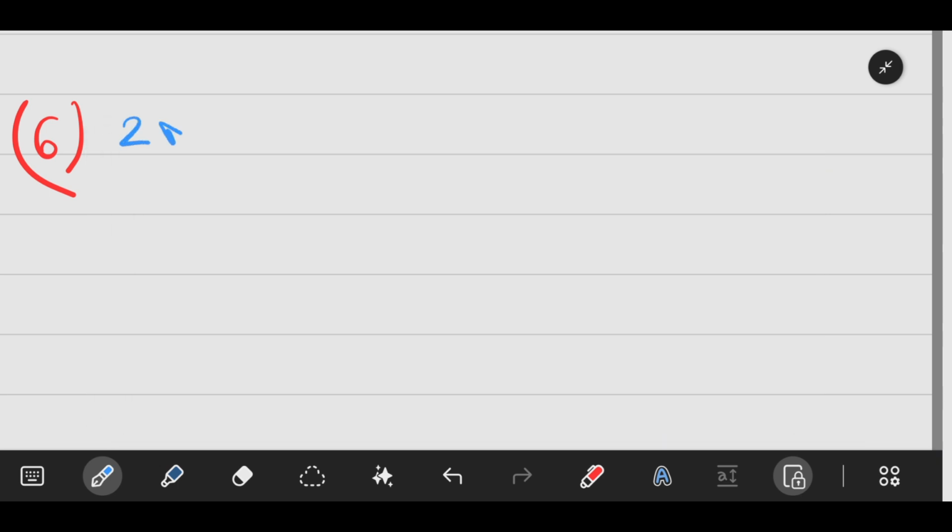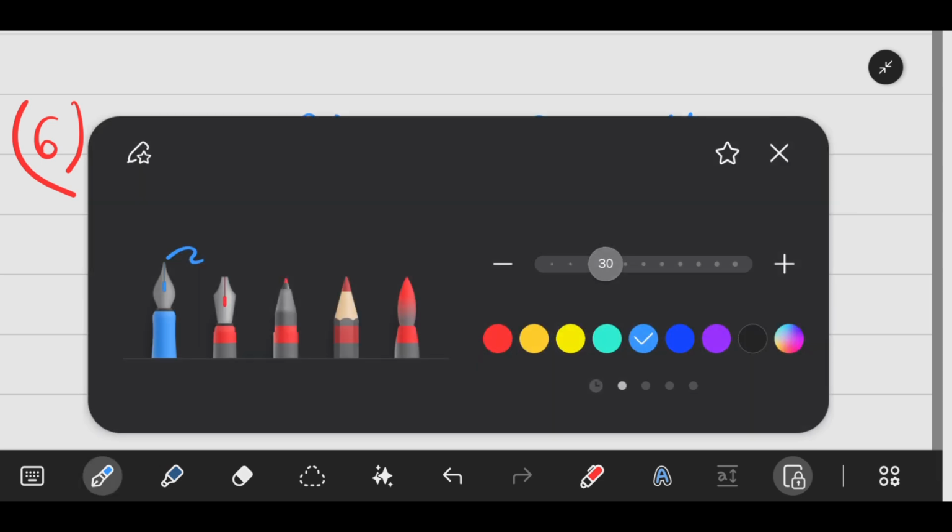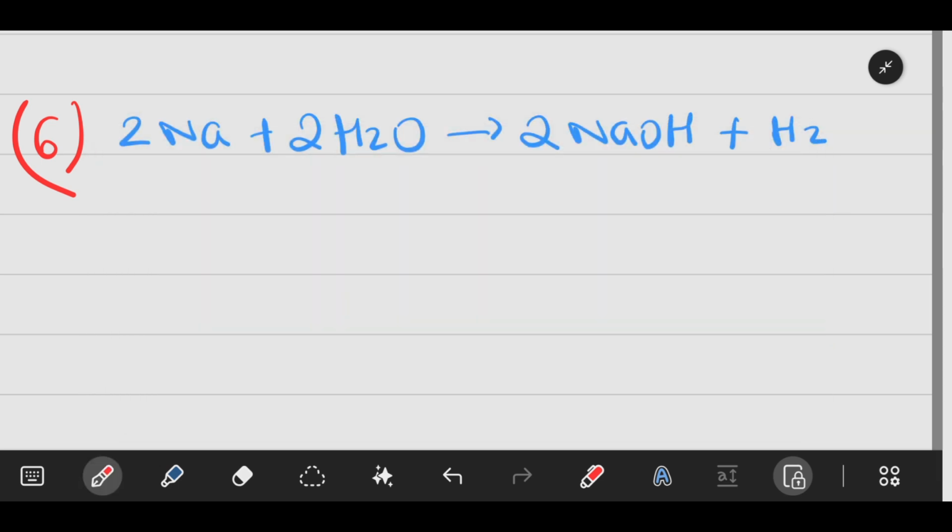which I have as 2Na plus 2H2O will give me 2NaOH plus hydrogen. Right, go ahead and write down the oxidation numbers. I'm just going to go through this one very quickly because we have done a very similar equation to this particular style. Hydrogen is a 0, sodium is a 0 because it's an element, oxygen is a minus 2, and hydrogen is a plus 1. Go ahead and write down that.